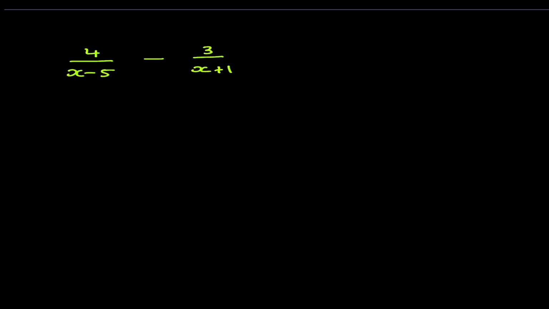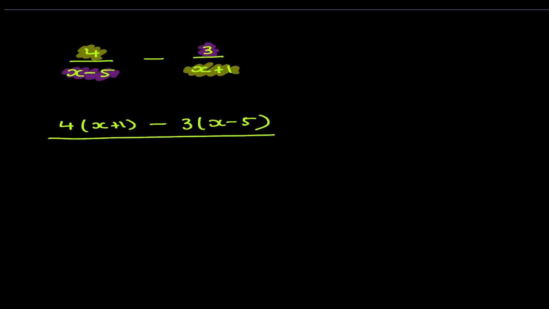So let's do this. Hopefully you've had a bit of a go. So step 1, that times that. So we would have 4 brackets x plus 1, subtract that times that, which is 3 brackets x take 5, and on the denominator, those multiply by each other. X take 5, x plus 1.